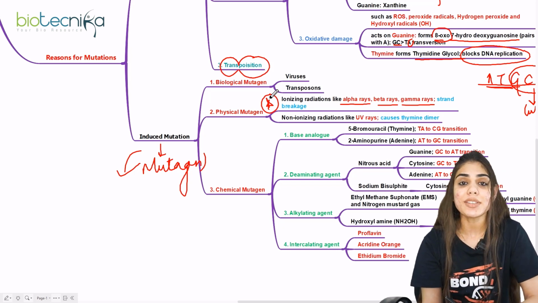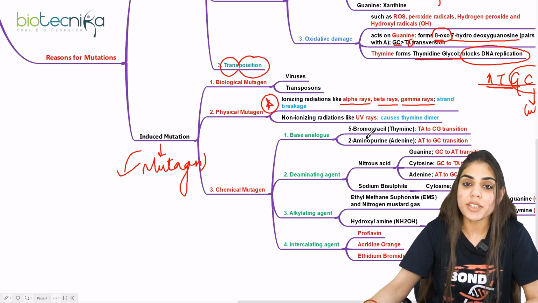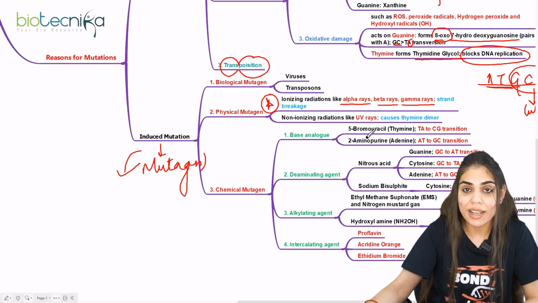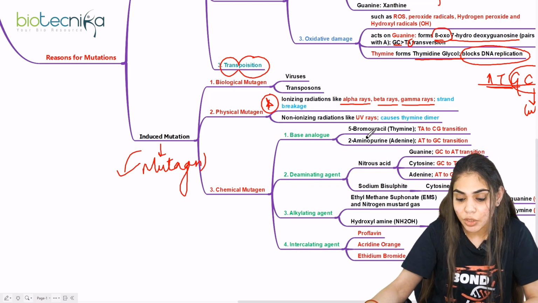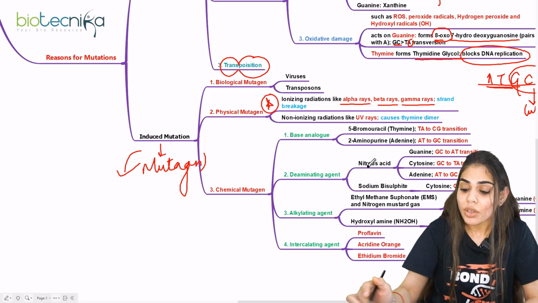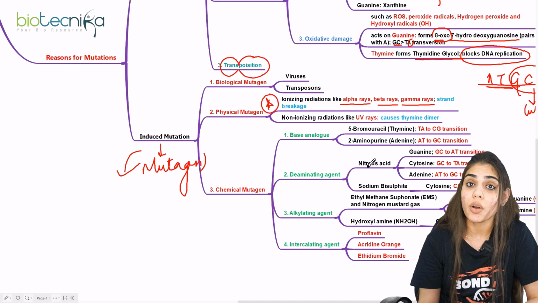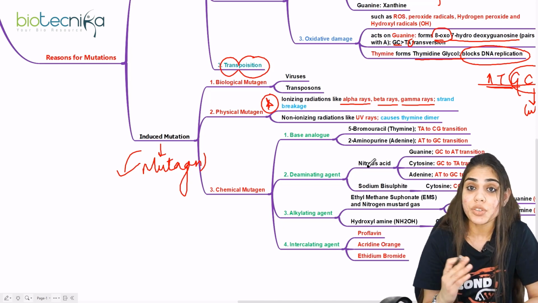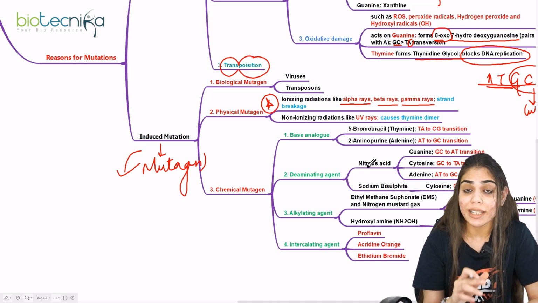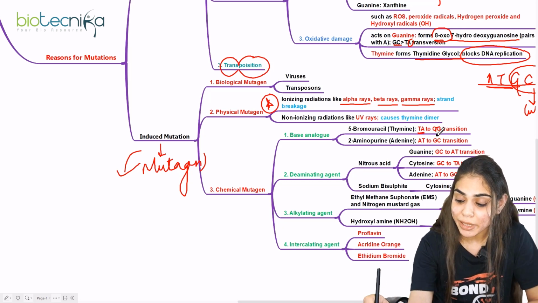So coming to the base analog examples. The base analog examples are 5-bromouracil and 2-aminopurine. These 2 examples are very important under base analog. If you see 5-bromouracil, it is a base analog of thymine. Thymine binds to adenine, so we all know that thymine pairs with adenine. But ultimately, when this 5-bromouracil is formed, it pairs with G.